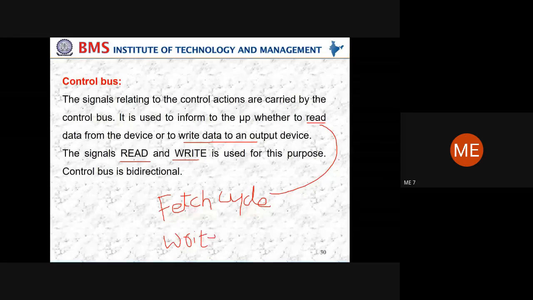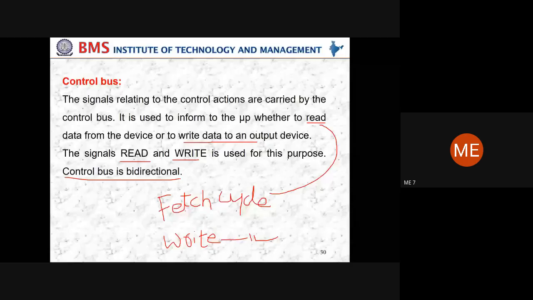So these are the two different possibilities of your control bus: the fetch cycle and the write cycle. The two cycles are the read cycle, or fetch cycle, and the write cycle. The control bus is bidirectional. So these are the three different types of buses present in the microprocessor. Just the last 2 minutes.